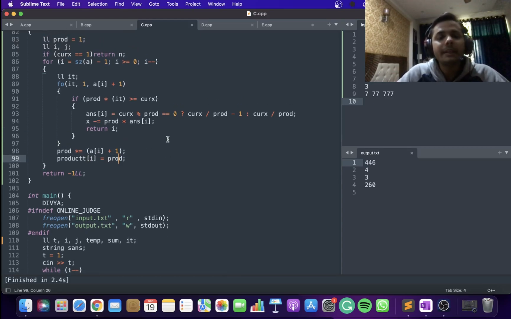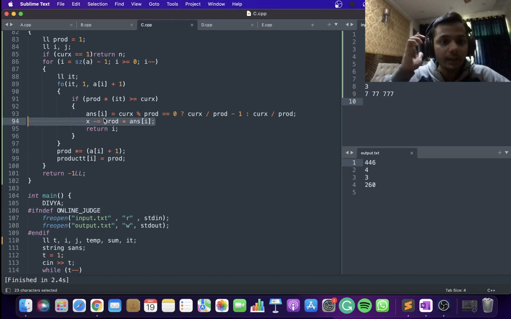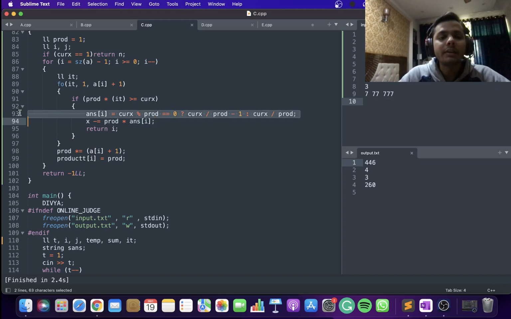So basically I'm maintaining the product array in this function, and I'm also calculating the first index where the total number of strings that can be formed exceeds my value x from the right. I hope this makes sense, and I hope this line of decrementing x also makes sense. So this is essentially it for finding the first index. I am setting answer of i as the ceiling of x by prod minus 1.